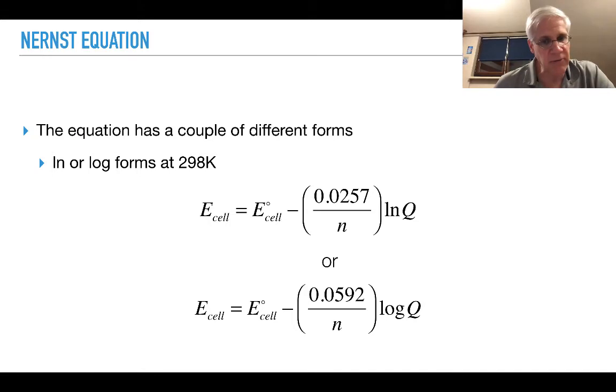So just like before, these are the same equations. It doesn't matter which one you use. Just pick the one you like the best and always use that one. There is no situation where one is correct and the other one is not. But again, just like before, that 0.0257 and 0.0592 are slightly rounded values. And so there are times when the numbers that you come up with for E cell might be off by a digit or two.